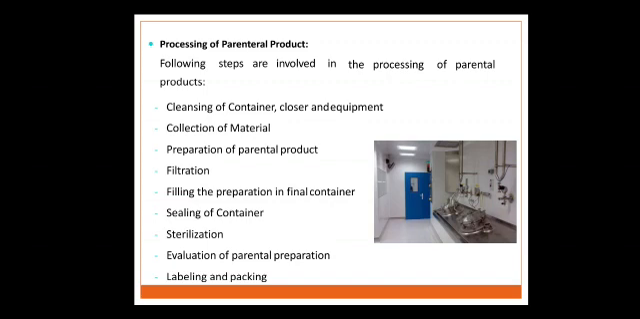Labeling and packaging: after evaluation of the parenteral preparations, these ampoules and vials are properly labeled and packed. This label should contain the name of preparation, quantity of preparation, manufacturing license number, batch number, date of manufacture, date of expiry, storage condition, retail price, and manufacturer's address.